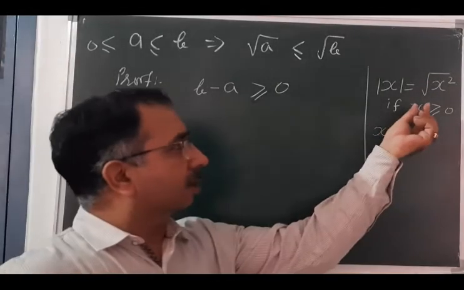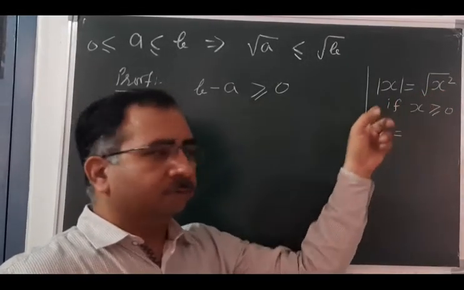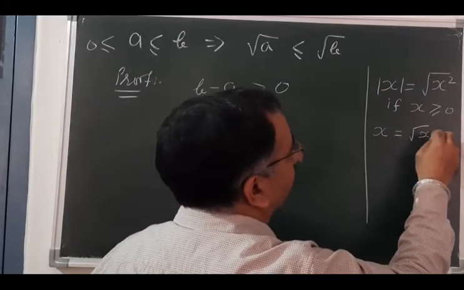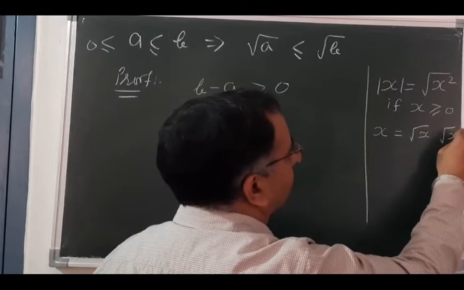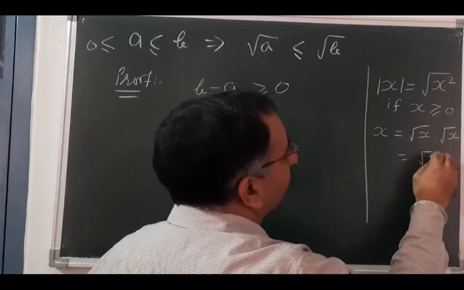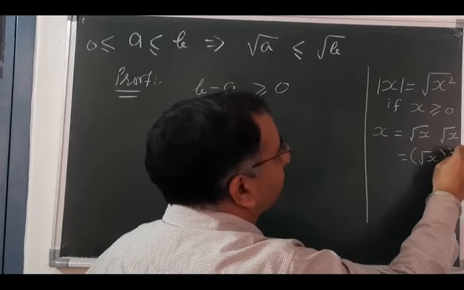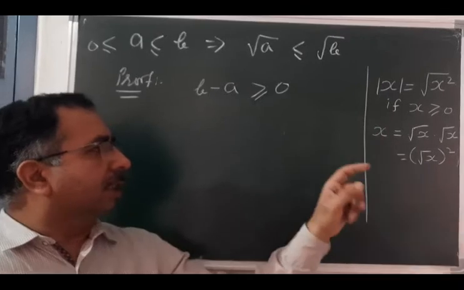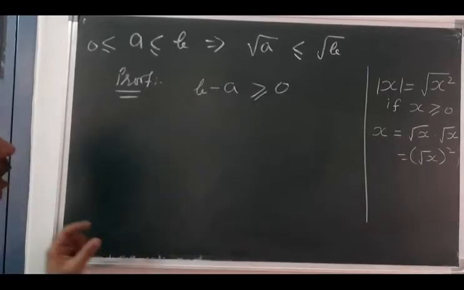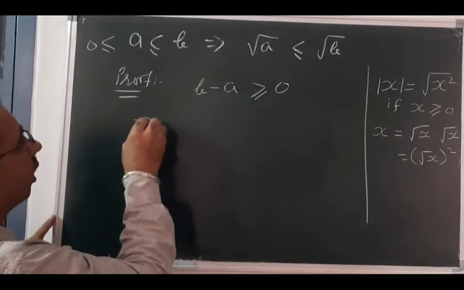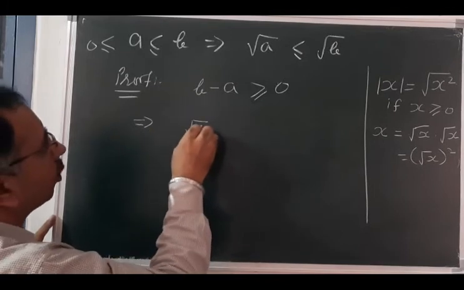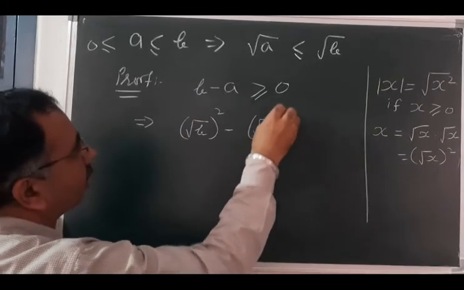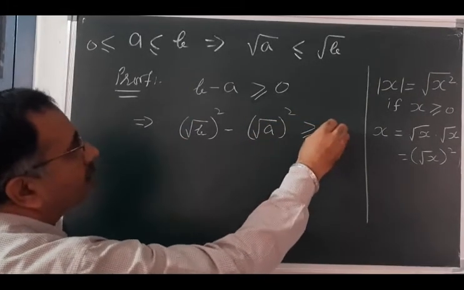And this thing is equal to, I can write this as the square root of x into x. But I can split the square roots because both of the numbers are non-negative. Therefore, I can write this thing as root x times root x. So this thing is equal to root x squared. So root x squared is x. I will use this fact here. So this implies b can be written as root b squared, and a can be written as root a squared, and b minus a is greater than or equal to 0.